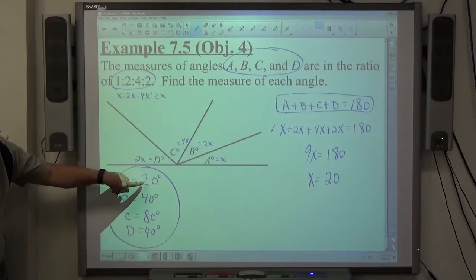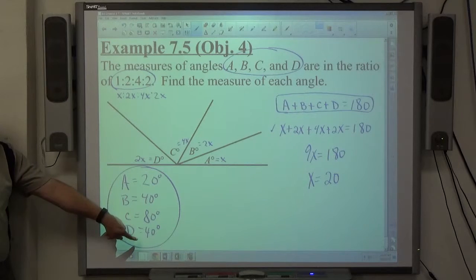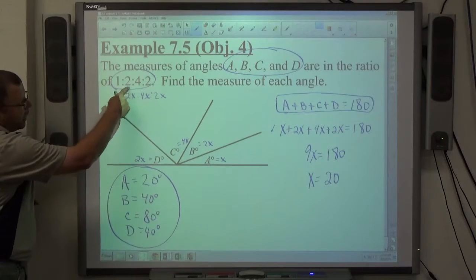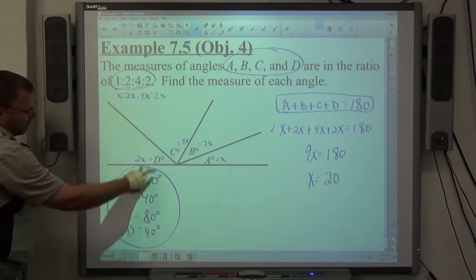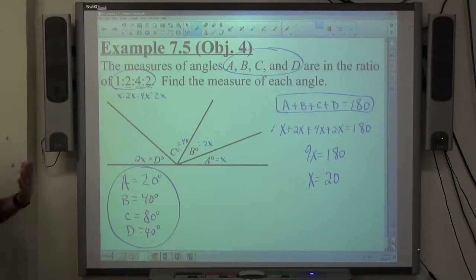These 4 angles, if you add them up, 20 plus 40 is 60, plus 80 is 140, plus 40 is 180. B is twice as big as A, C is 4 times as big as A, D is 2 times as big as A. The ratio's there. Angles add up to 180, all the right answers.